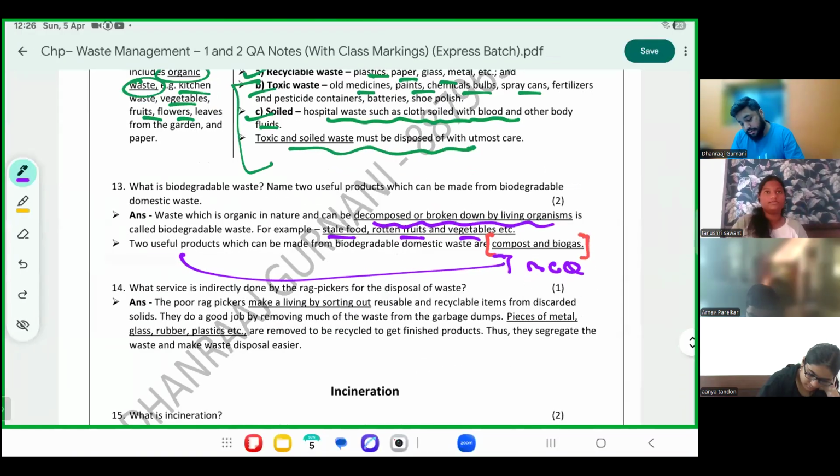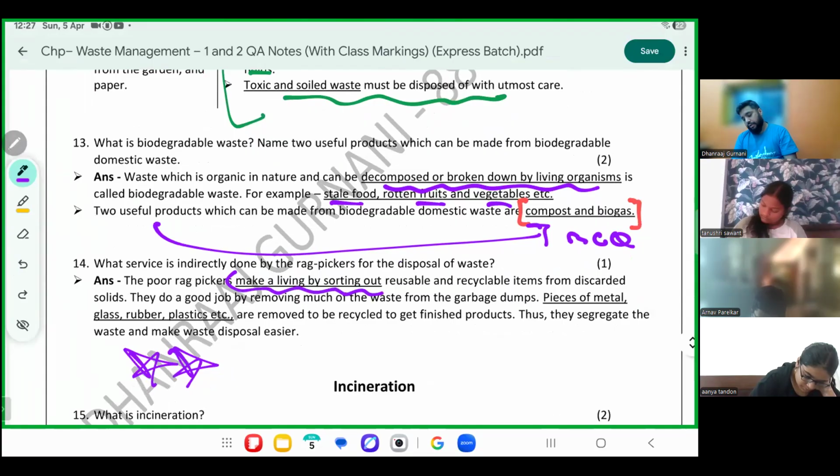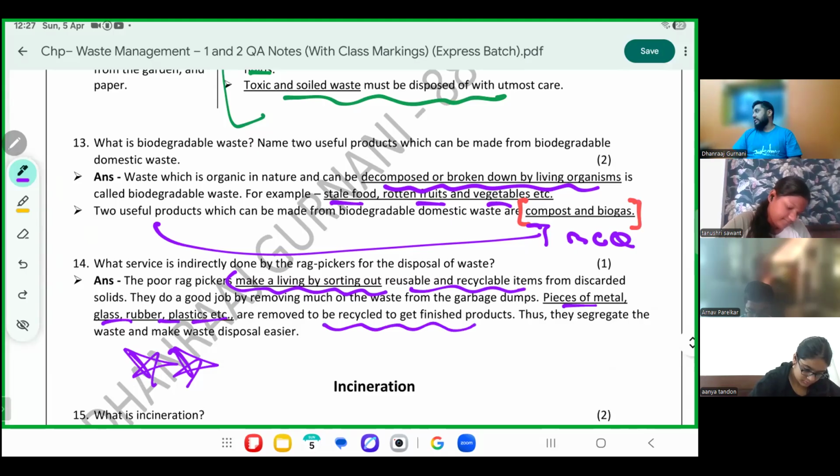Please put this important question. What is the service indirectly done by the rag pickers for us? The service indirectly done by the rag pickers is basically they make a living out of the reusable and recyclable items which you throw. They segregate it, pick it up, reuse, recycle, from what is thrown in the dumps. Example: metal, glass, rubber, plastic are removed to be recycled into finished goods. Obviously, the rag picker earns money like that.